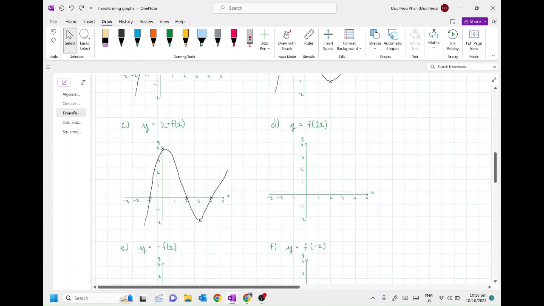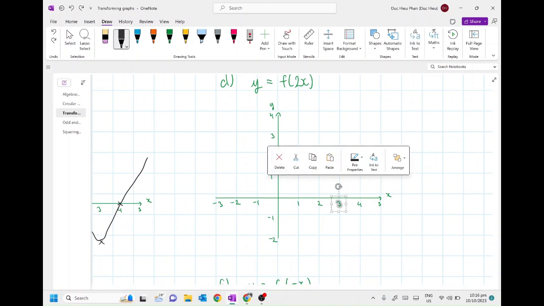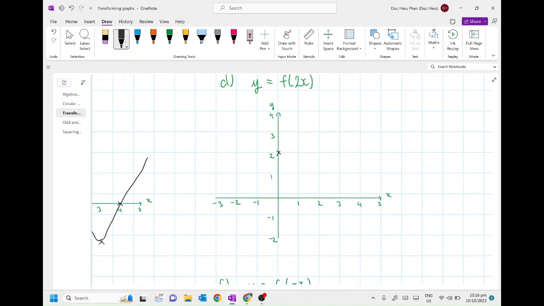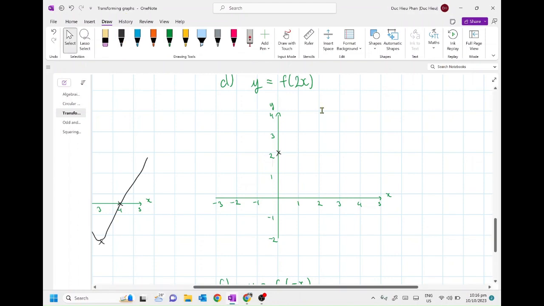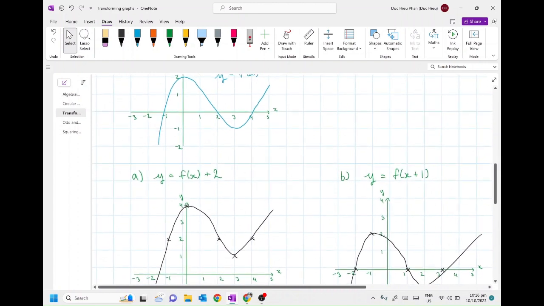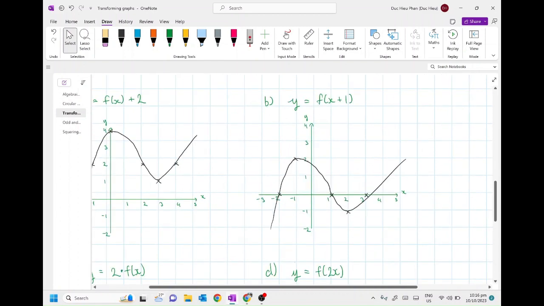So the y-intercept would still be the same because here the x value is 0. Meanwhile, the x-intercepts are moving towards the origin since, for example, 2 is represented by 1 now, and 4 is represented by 2. And 3 will be at 1/2.